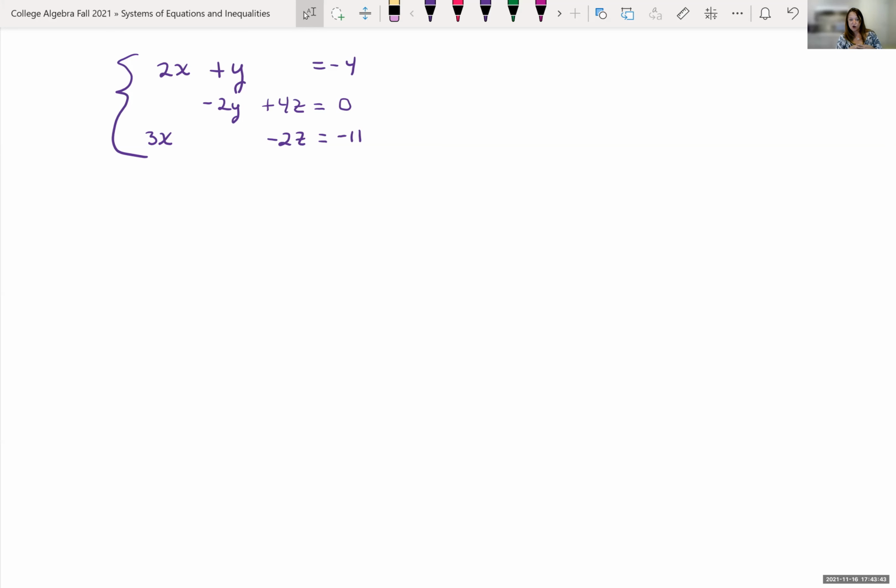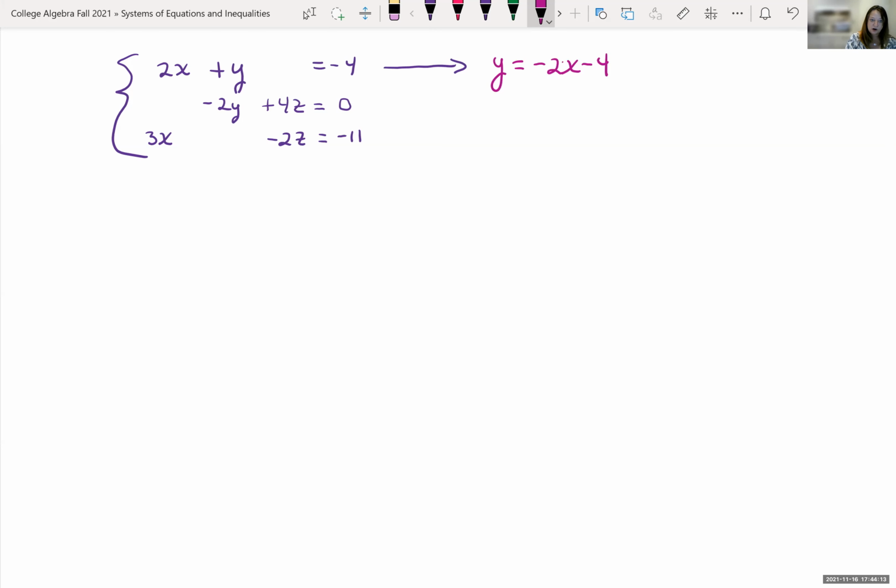Looking at all of those 3 equations, I noticed that for the first equation, it would be easiest if I solved for y, because the coefficient in front of the y in that first equation is 1. So I don't have to divide by a coefficient and get fractions. So let's look at this first equation and solve for y. Get y by itself. We would get y is equal to, we would subtract 2x on both sides, -2x minus 4.